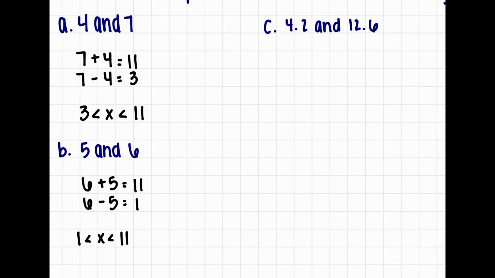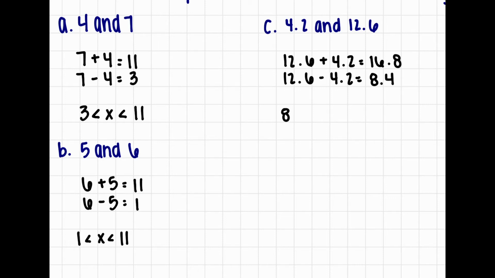So your last example of this kind does have decimals in it, but it doesn't change anything. Write the bigger number first, and we're going to add the smaller. Then you're going to write the bigger number again and subtract the smaller. When I do 12.6 plus 4.2, it leaves me with 16.8. And when I do 12.6 minus 4.2, it gives me 8.4. So again, I'm going to write the smaller value on the left side, the bigger one on the right. X comes in the middle, and then we write 2 less than signs.